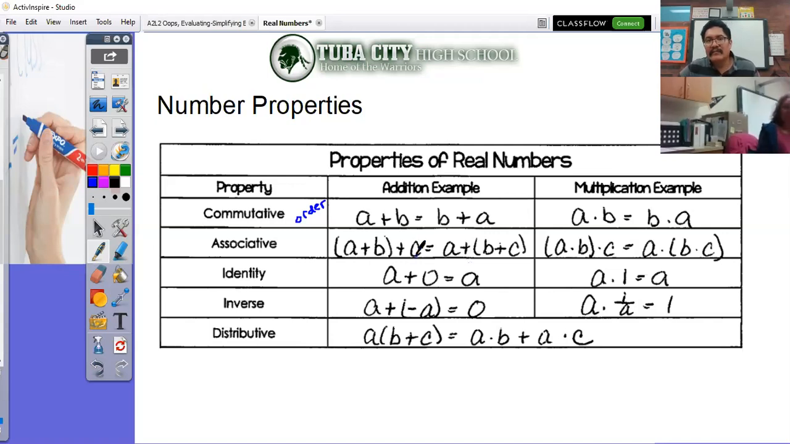But you might be saying, well, isn't that the same as commutative? But there's one very key difference that you have to be careful of. And in this case here, the key word is the group or groupings.